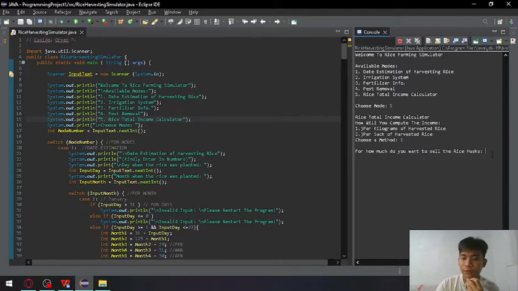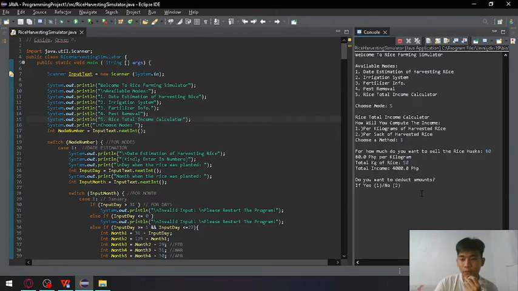The program will ask us how much we want to sell the rice for. Let's say 80 pesos per kilogram. Now, the total kg of rice. How many total kg of rice we have. Let's say 50 kg. It will result in 4,000 pesos of total income.